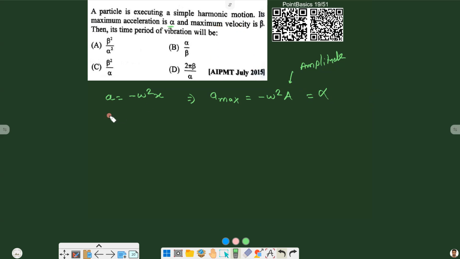Now coming to velocity, velocity is given by omega into root of A square minus x square, where x is displacement, and velocity will be maximum when x is minimum or x is equal to 0. So v max comes out to be omega times A when x is 0, and that is given equal to beta.